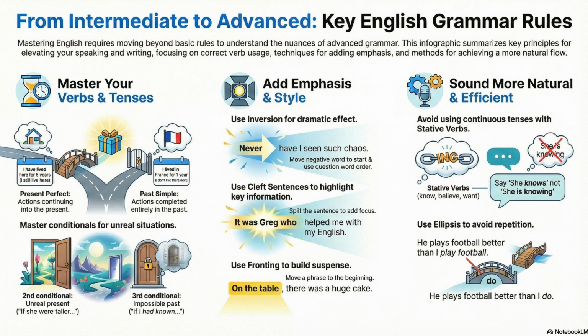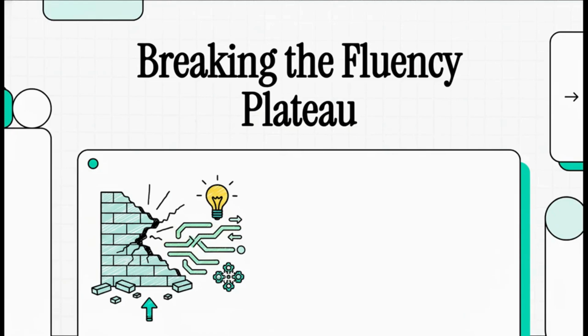You ever get that feeling that you're just stuck with your English? Like you've hit this invisible wall. You're pretty good, but you know you're not great. Well, today we're going to take a sledgehammer to that wall. We're diving into 12 advanced grammar rules that are honestly the secret handshake that separates an intermediate speaker from someone who sounds truly fluent. So let's get into it.